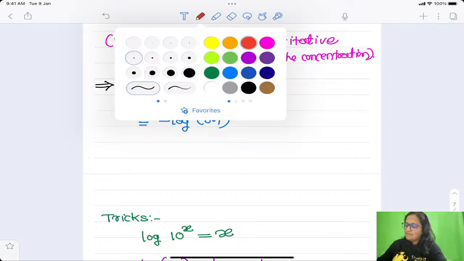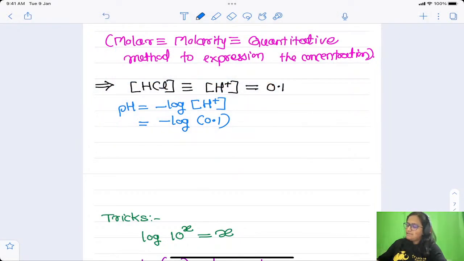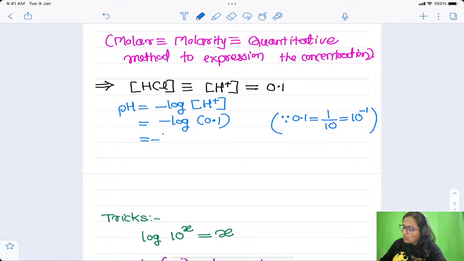Okay, so let us see. Here you can see it is 0.1. 0.1 is nothing but 1 divided by 10, and 1 divided by 10 is nothing but 10 power minus 1, right? So that part I am going to write down here. It is equal to negative log of, instead of 0.1, I will write log of 10 power minus 1.